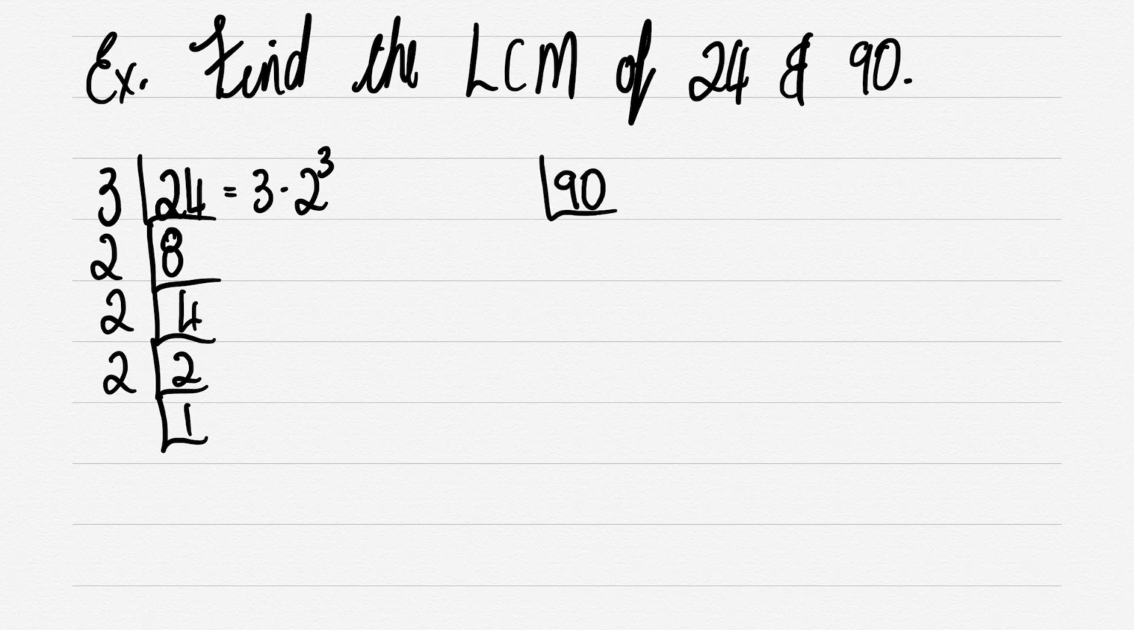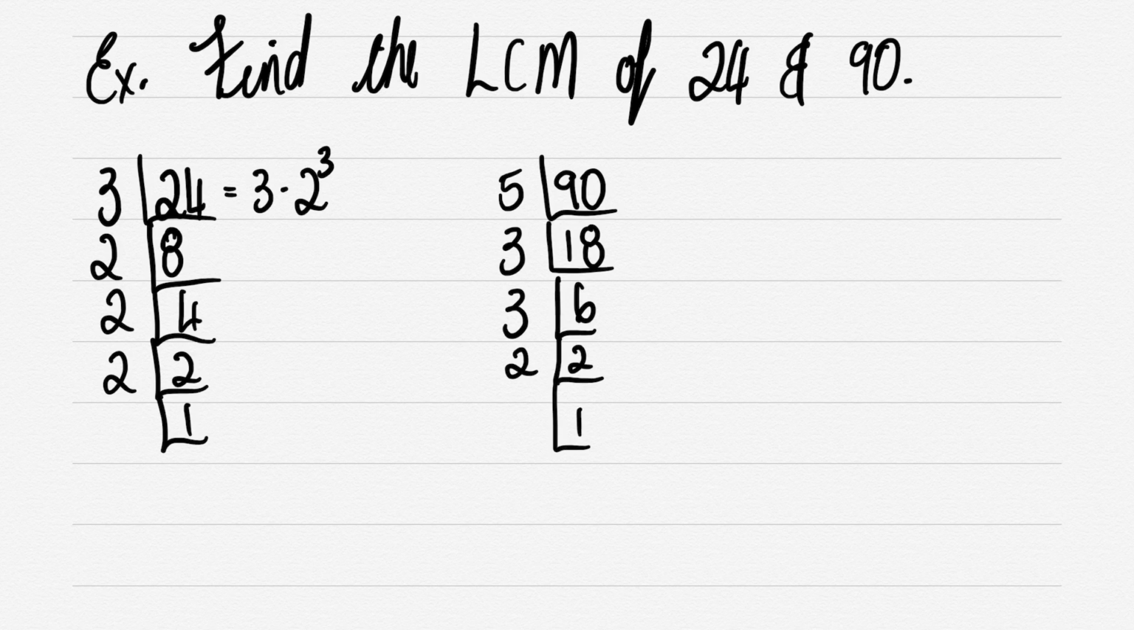The order is not really that important. Let's now do 90. 90 divided by 5 gives you 18. Now, if we've got 18, we can use 3. This will give us 6. Divided by 3 again will give us 2. 2 divided by 2 is 1. 90 is therefore equal to 2 times 3 squared times 5.